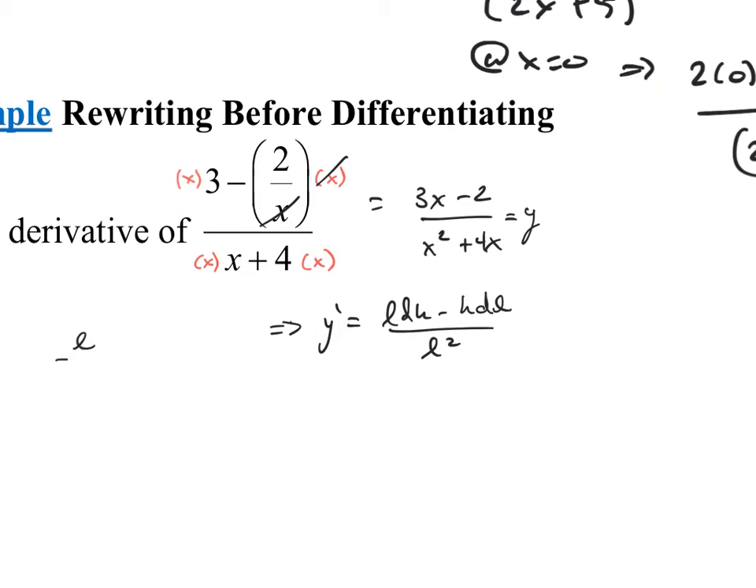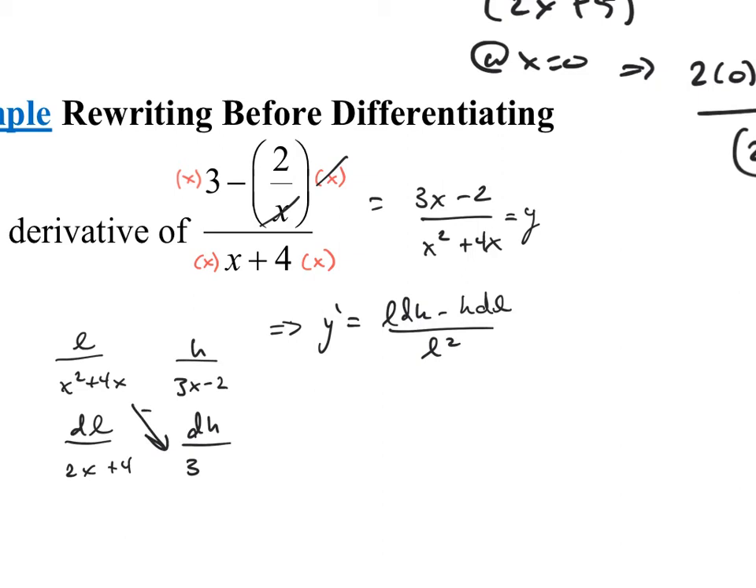The low function here is the bottom, which was x squared plus 4x. The derivative of the low function then, the derivative of x squared is 2x. The derivative of 4x is 4 times 1, which is just 4. So the derivative of x squared plus 4x is 2x plus 4. The high function here is 3x minus 2. The derivative of the high function, 3 times the derivative of x, which is 3 times 1. 3 times 1 is just 3. And the derivative of minus 2 is 0. So the derivative of 3x minus 2 is just 3.